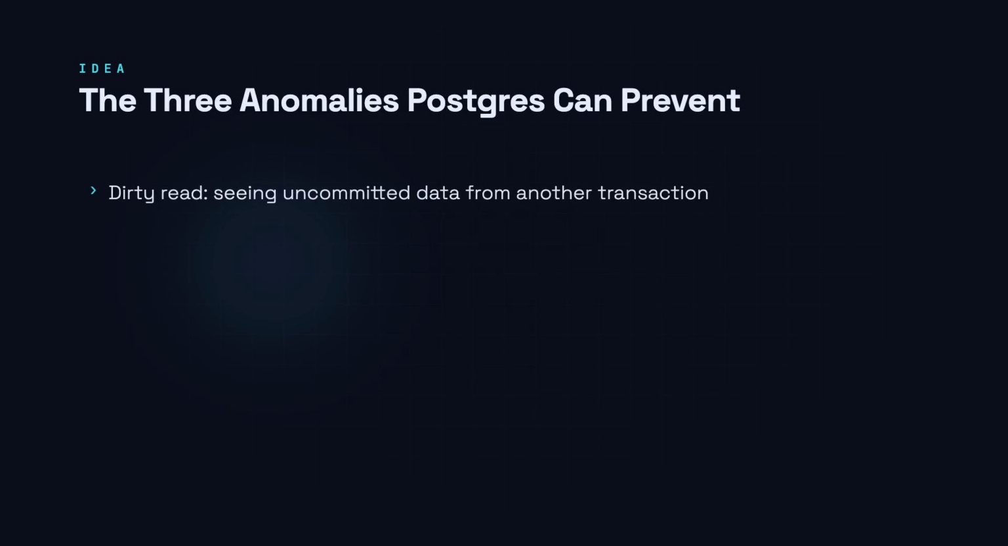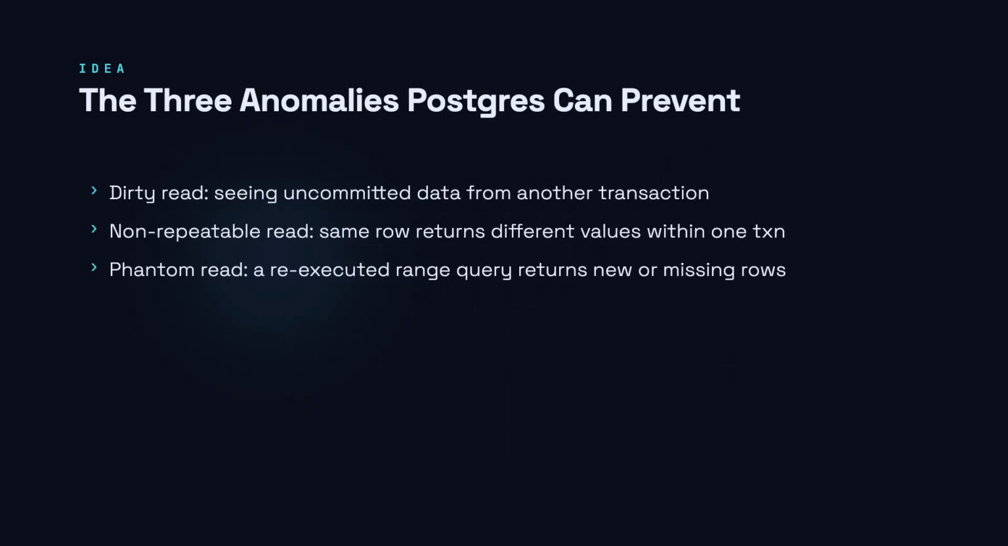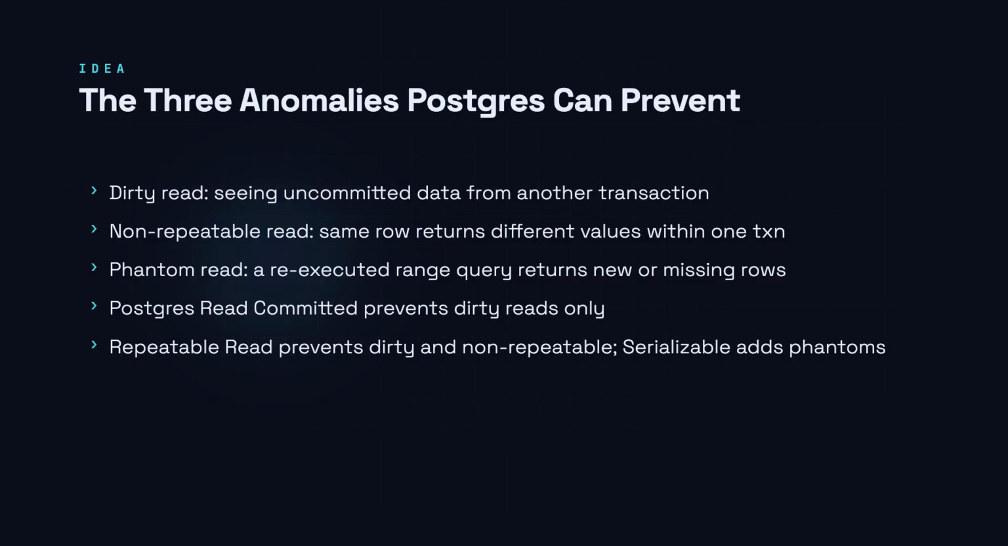A dirty read means reading a row that a concurrent transaction has written but not yet committed. A non-repeatable read means the same select returns a different value the second time in the same transaction. A phantom appears when a range query suddenly includes or excludes rows that another transaction inserted or deleted.